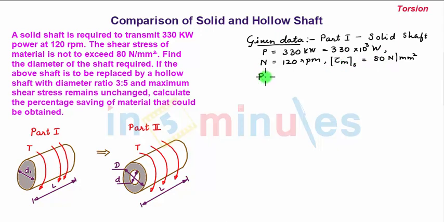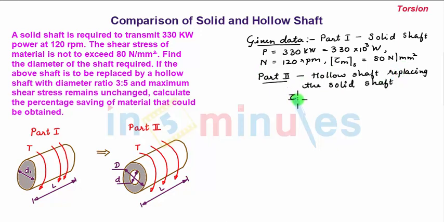Whereas in part 2, we have hollow shaft replacing the solid shaft such that the maximum permissible shear stress of hollow shaft is same as that of maximum permissible shear stress of solid shaft, which is equal to 80 Newton per mm square. We use the suffix capital H for hollow shaft.